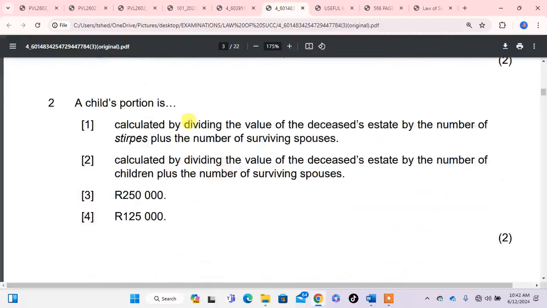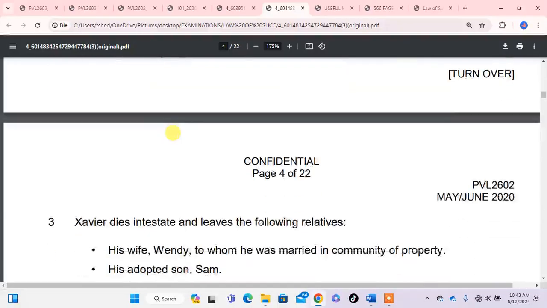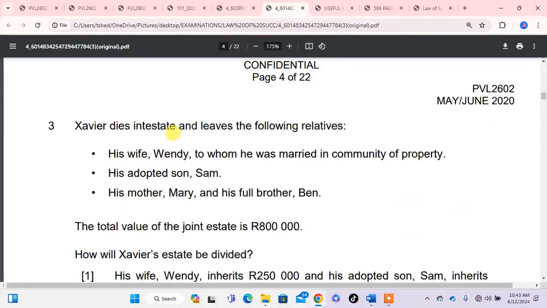A child's portion. This question is very easy. I won't even justify this question. Number 1, a child's portion is calculated by dividing the value of the deceased estate by the number of steps plus the number of. This question was just easy. Let's go to another question.